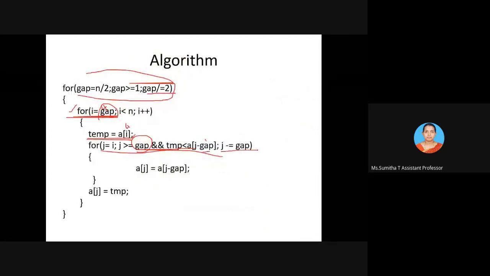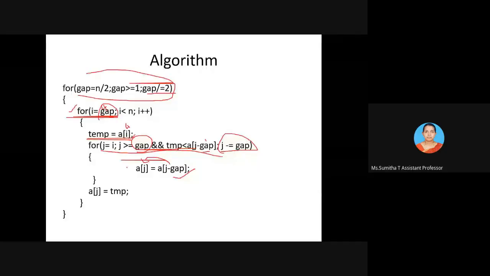This is the meaning: in insertion j equal to j minus 1, here j minus gap. Okay, if the condition is true, then the j minus gap element comes to the jth position. Otherwise, once the condition fails, temp, which has the value of a of 4, is placed there. Okay, this is the way.